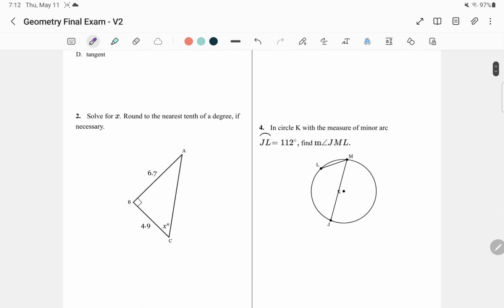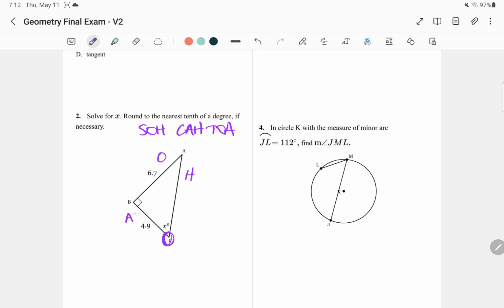And let's look at number 2. Solve for x, round to the nearest tenth of a degree if necessary. So we're looking for the angle right here. And since this is a right triangle, we're going to use SOHCAHTOA. So you can go ahead and write SOHCAHTOA. Since this is the angle we're looking at right here, we're going to label hypotenuse, adjacent, and opposite.